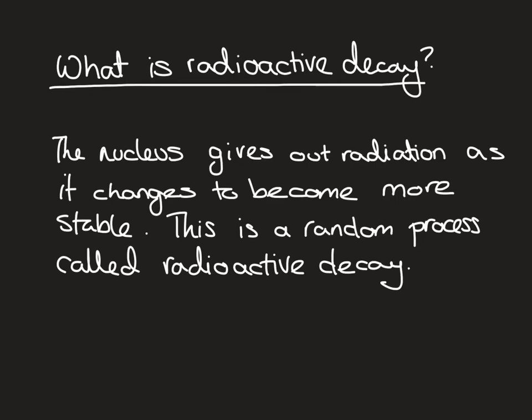So now we're ready for our second question, our definition of radioactive decay. What is radioactive decay? Radioactive decay is when the nucleus gives out radiation as it changes to become more stable. This is a random process called radioactive decay. So that nucleus that we were seeing before is going to change and give out radiation in order to become more stable.